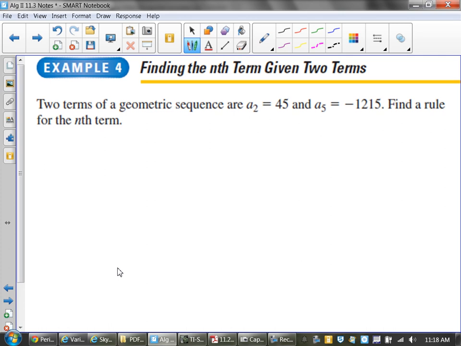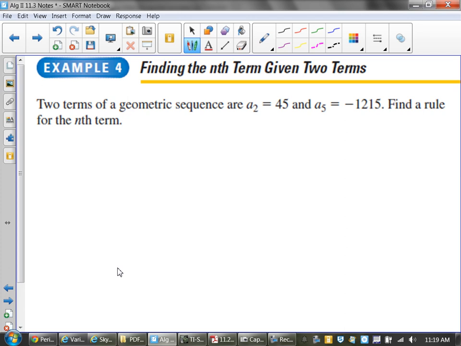This is the type of stuff where you have that system of equations. What you're going to find out with the geometric ones, there's a little twist to it, but it's kind of the same problem over and over again. It's not that bad. What we're going to do here, again, is we're given 2 specific values. We know that the second term is 45, the fifth term is negative 1215.